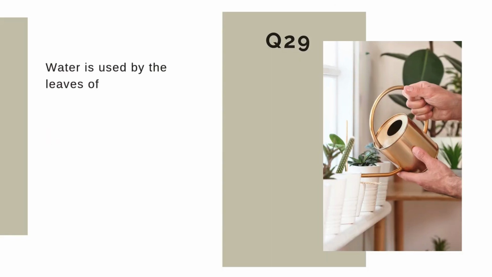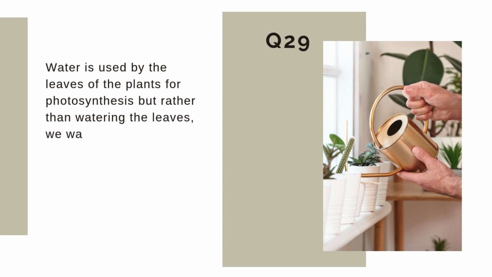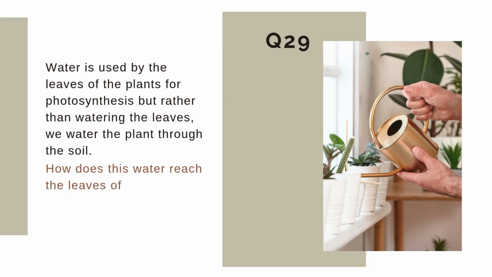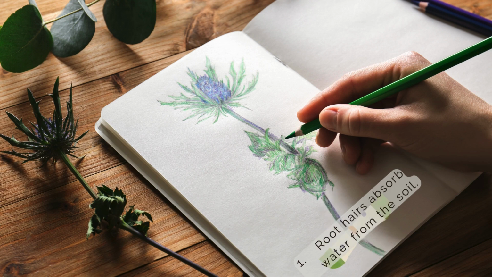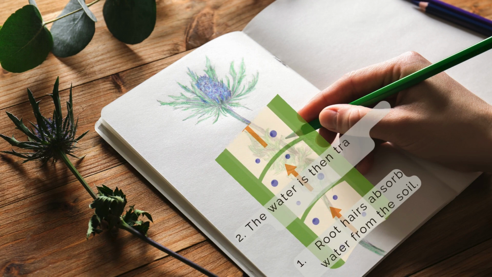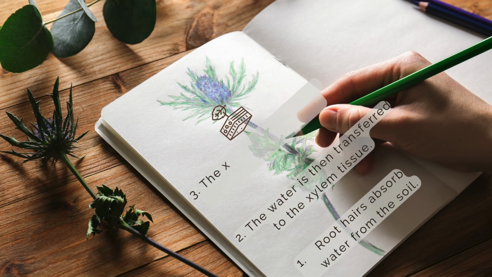Water is used by the leaves of the plants for photosynthesis, but rather than watering the leaves, we water the plant through the soil. How does this water reach the leaves of the plant? Root hairs absorb water from the soil. The water is then transferred to the xylem tissue. The xylem tissue carries the water to the leaves.